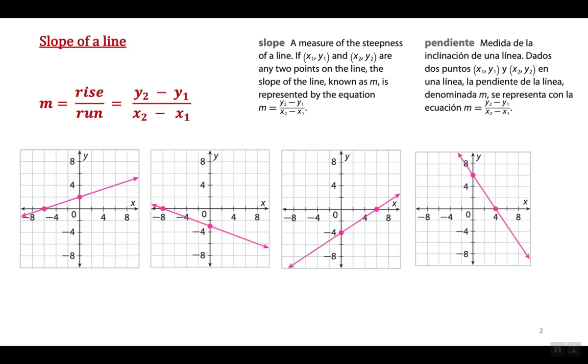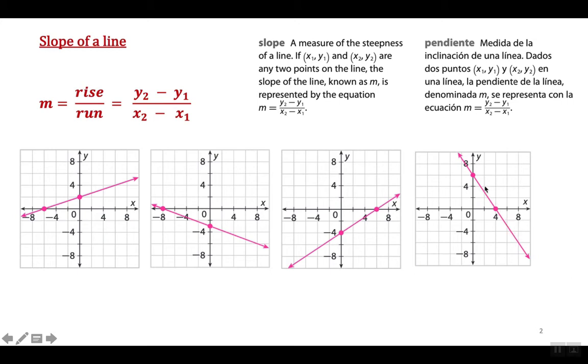The slope of a line. First of all, in case you forgot, the slope is a measure of the steepness of a line. It's measuring how steep the line is. Like imagine if you're climbing a mountain. Let's say you're climbing this mountain right here, going from right to left, or going down from left to right. It doesn't matter for this example.